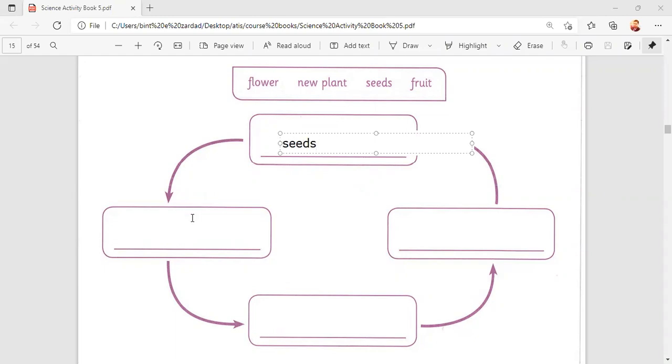Okay, after seed, new plants come. New plants, and then on the plant there are flowers, and after that the flower changes into fruit. Flowers help the plant to make fruit. And like in a life cycle: seeds, new plant, flowers, and fruit.